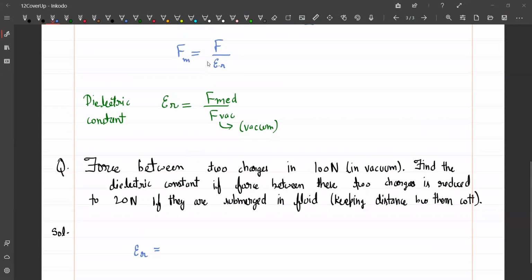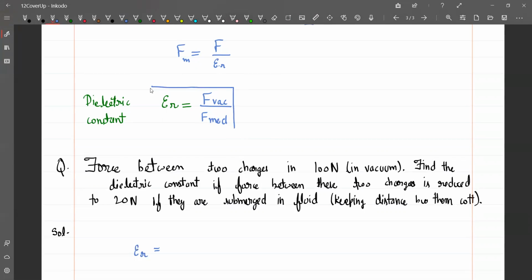Okay, see, first thing here, force in medium is force in vacuum by epsilon r. So we have to write this formula, epsilon r, as force in vacuum divided by force in medium, not force in medium by force in vacuum. It is force in vacuum divided by force in medium. Now calculate its value. 5 is correct.